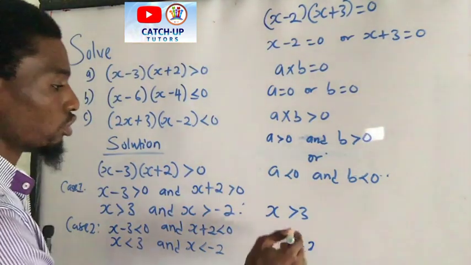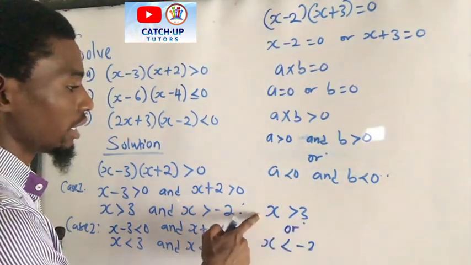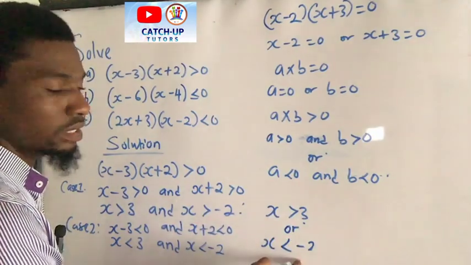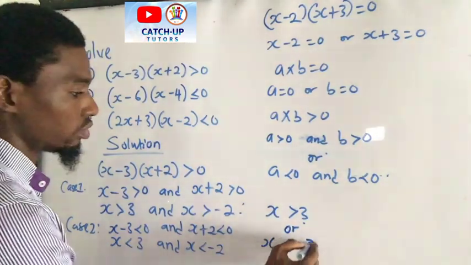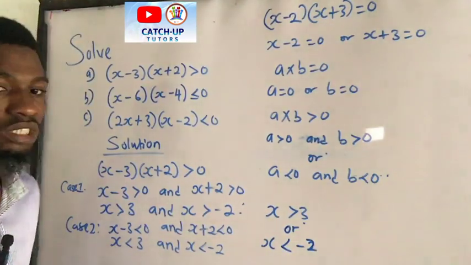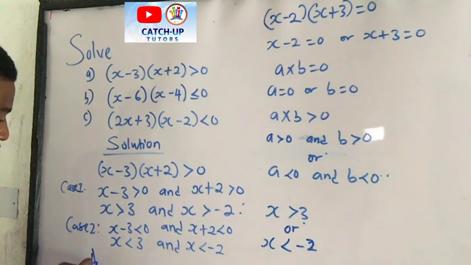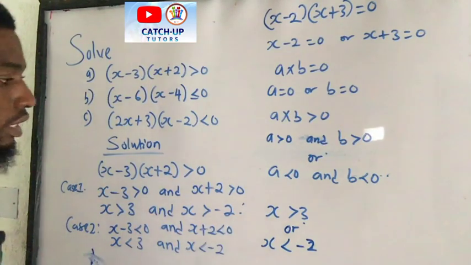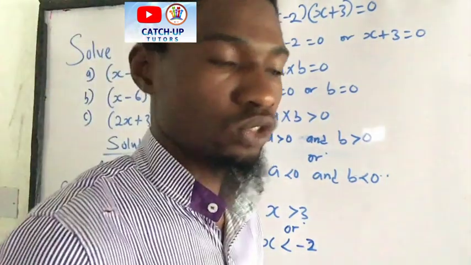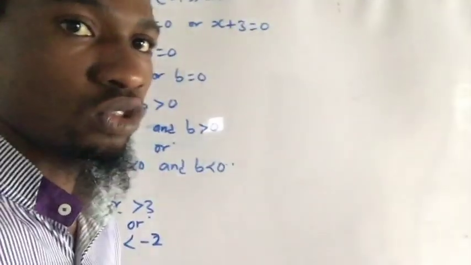Okay, so these are the results we obtain here. So the answer now is x is greater than 3, or x is less than minus 2. So this is for the first question. So the answer is x is greater than 3 or x less than minus 2. Okay, so let's consider the second question.